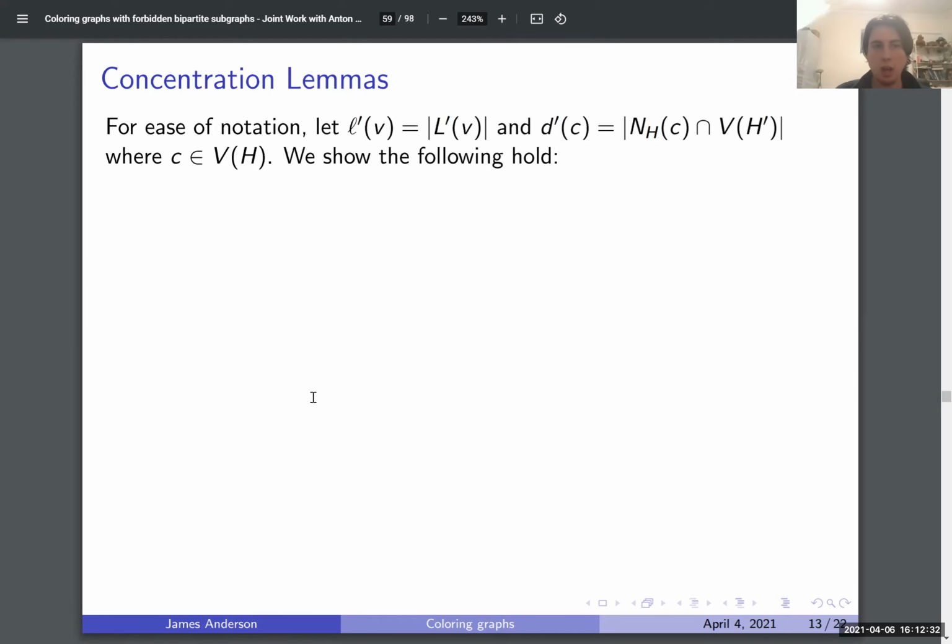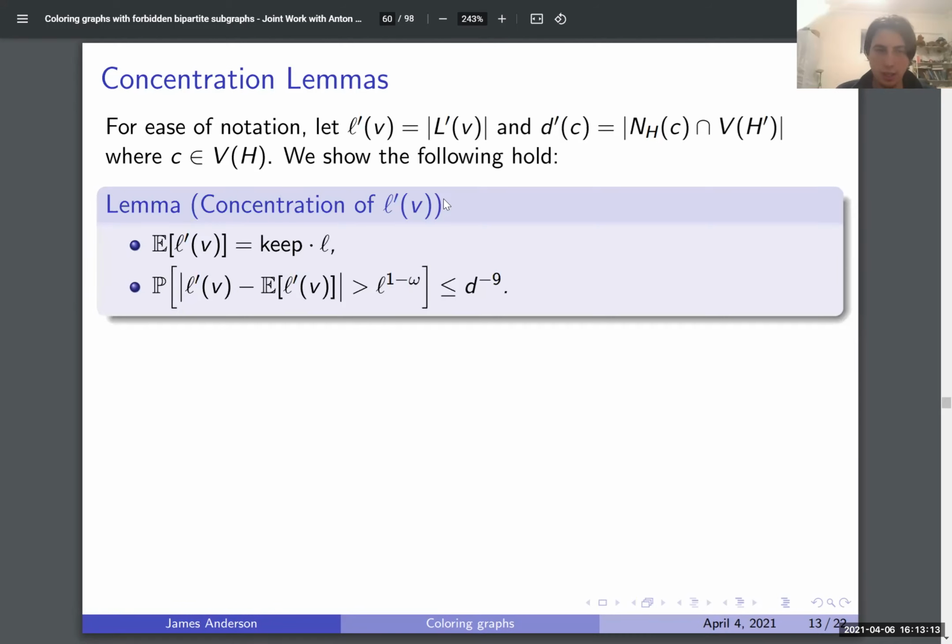Okay, so we're going to let little l prime of V be the size of the list and d prime of C. Technically, we need to define it this way because we don't want to define it as the degree of a vertex in H prime, just in case our vertex ends up not being in H prime, we still need it to be well defined. So if our vertex is in H prime, you can think of this as the degree of that vertex in H prime, but it's a small technicality. So we'll show that the following results hold.